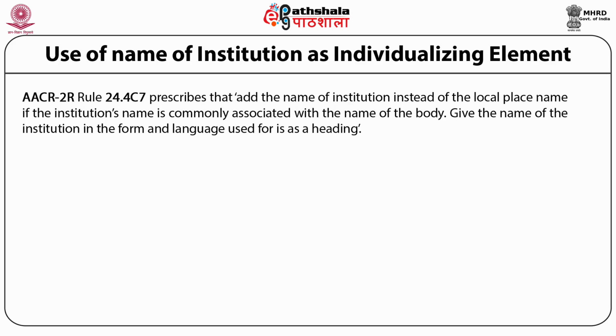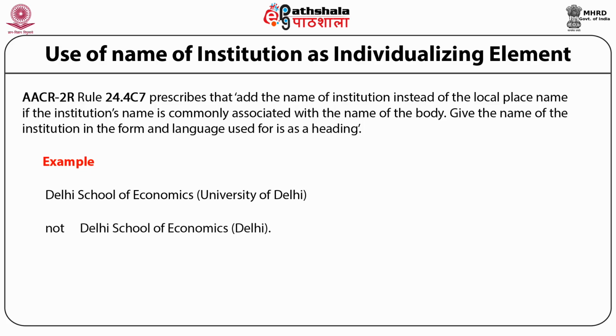AACR-2R rule number 24.4C7 prescribes that add the name of institution instead of the local place name if the institution's name is commonly associated with the name of the body. Give the name of the institution in the form and language used for it as a heading. Example, Delhi School of Economics (University of Delhi) and not Delhi School of Economics (Delhi).